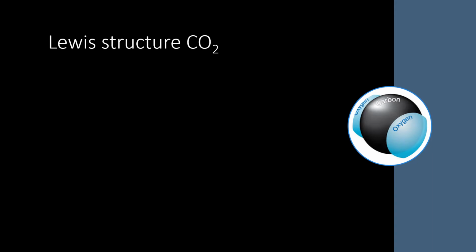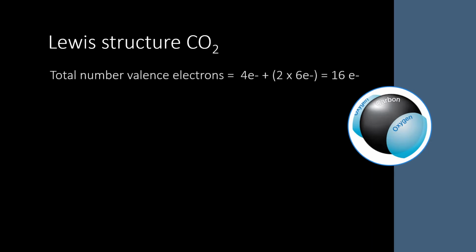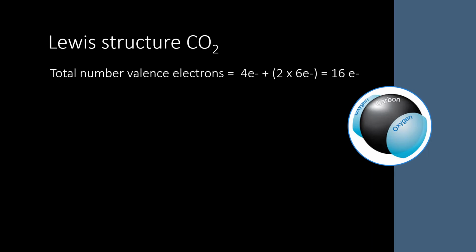A somewhat more advanced Lewis structure is that of carbon dioxide. As usual, we're going to count up our total number of valence electrons. In this case, 4 electrons for our carbon, 2 times 6 electrons for our oxygens, giving us a total of 16 valence electrons. Our skeletal structure will have carbon in the center, and we can add covalent bonds from carbon to our 2 oxygens. Then we can distribute lone pairs, ending up with a structure that looks like this.